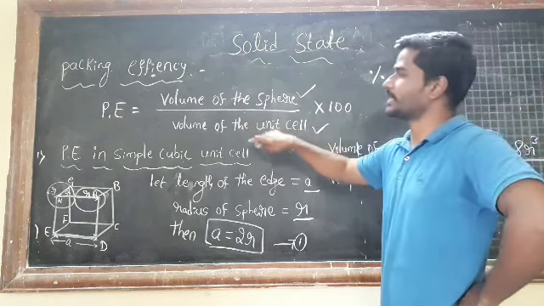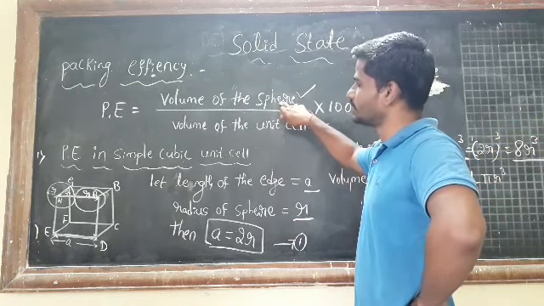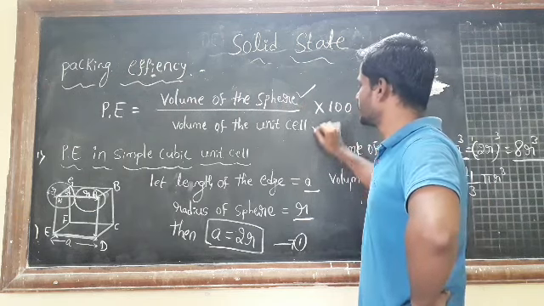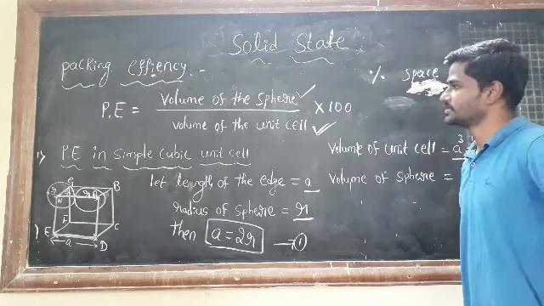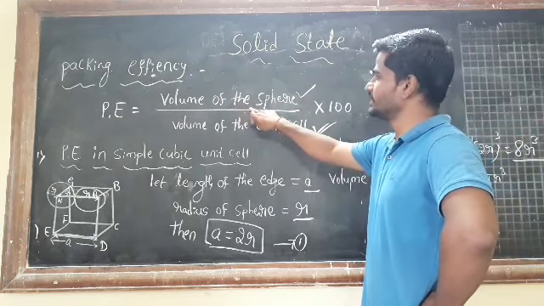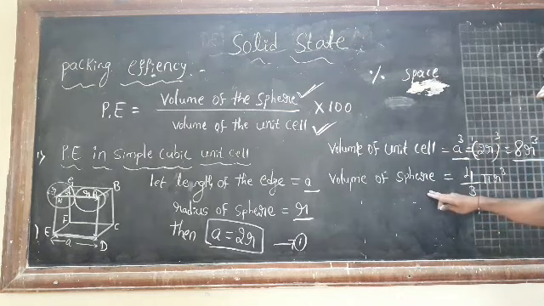So this gives the value of the volume of the unit cell. For calculating packing efficiency, we must know the volume of the unit cell and the volume of the sphere. Now we have the volume of the unit cell. So next is the volume of the sphere.